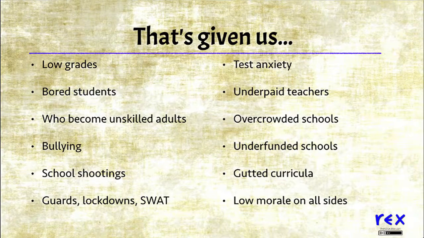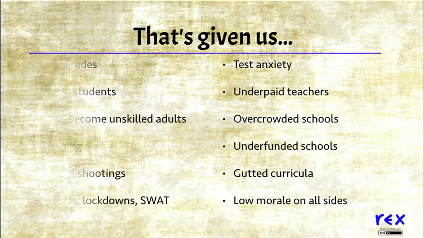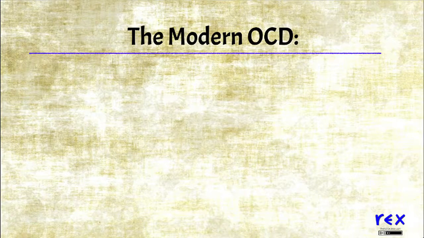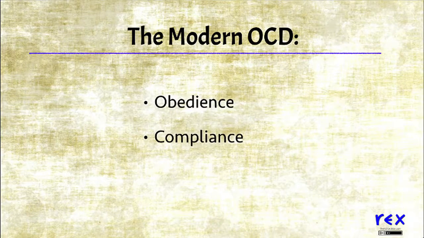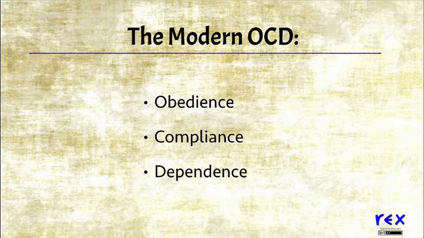We have very well-intentioned people buried inside this system, which is designed to give us not just these sort of bad outcomes, like bored students who become sort of indifferent adults, but that gives us something else that I call the modern OCD, which is obedience, compliance, and dependence. The system is designed to do this, and I'm going to go into more detail than this.